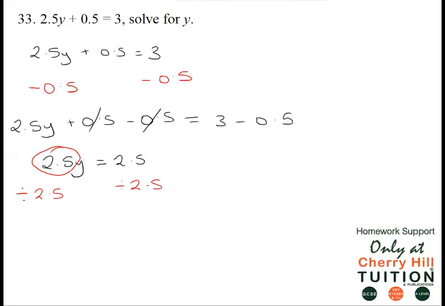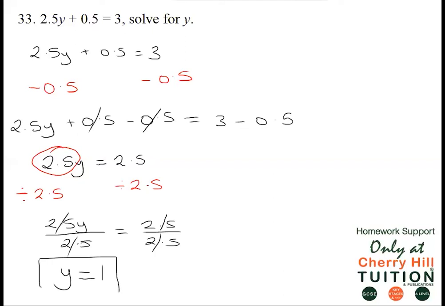This leaves us with 2.5y over 2.5 is equal to 2.5 over 2.5. On the left-hand side, the 2.5 and the 2.5 cancel out, leaving us with y. And on the right-hand side, a number divided by a number, so 2.5 divided by 2.5 gives us 1. And that is our answer. So y is equal to 1.